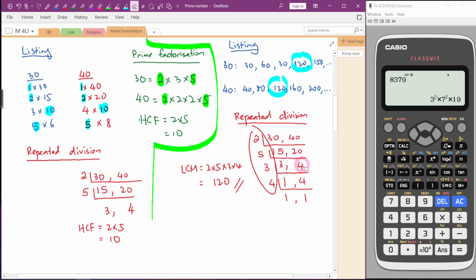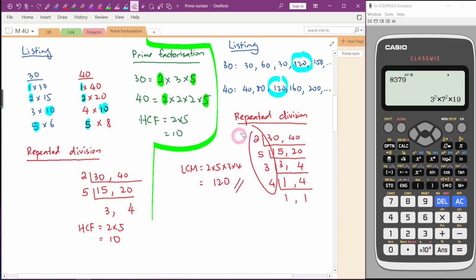Divided by 3, 4 cannot be divided by 3, it's okay, you just bring the 4 down. As long as we get 1, we don't have to do it anymore, we just keep on pulling it down. Now 4 divided by 4, but 1 cannot be divided by 4, it's okay, you just bring the 1 down. 4 divided by 4, you get 1. So until you see all numbers become 1, then only we stop. 2 times 5 times 3 times 4, you will get 120.